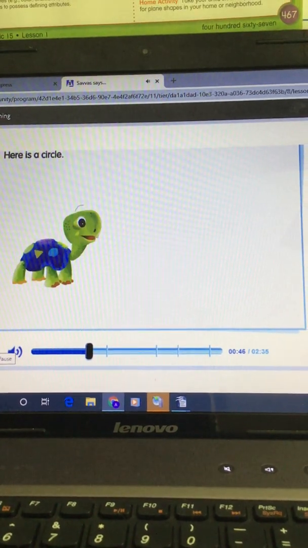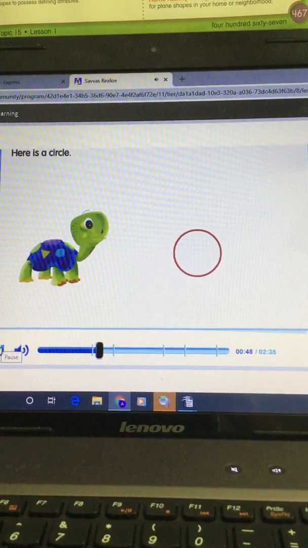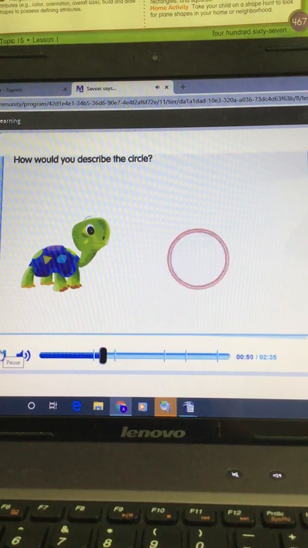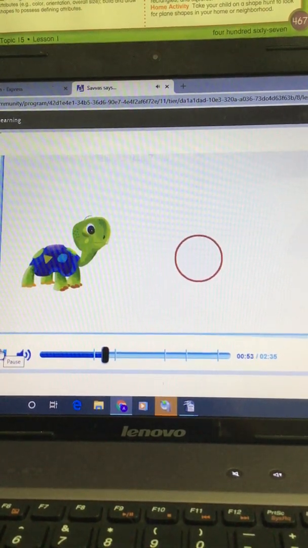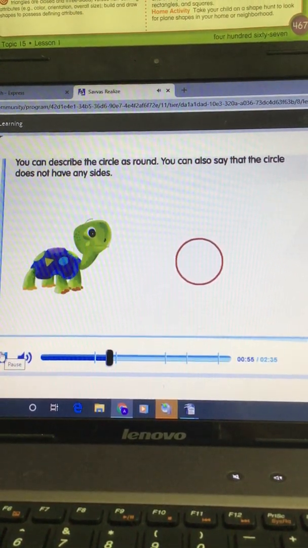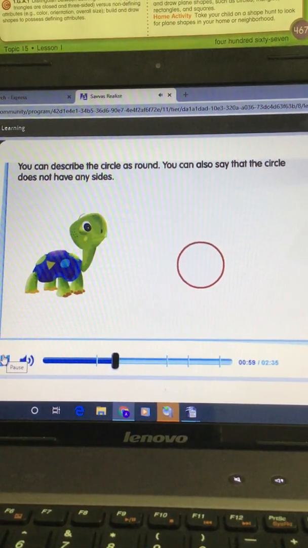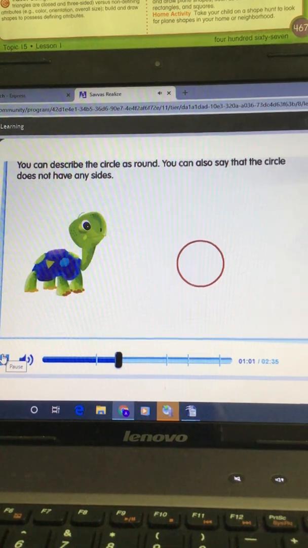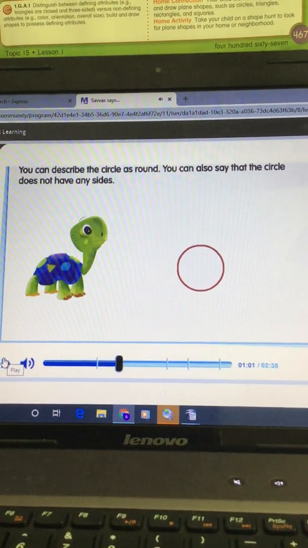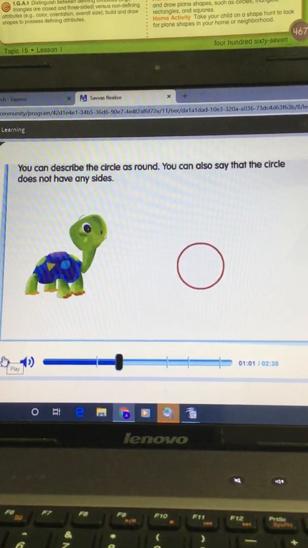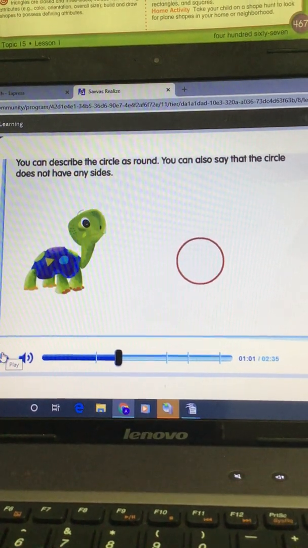Here is a circle. How would you describe the circle? You can describe the circle as round. You can also say that the circle does not have any sides. So a circle is different. It does not have any straight lines. It does not have any pointed parts.